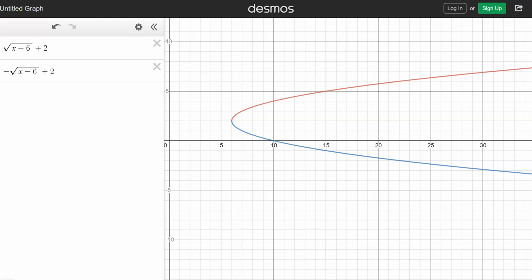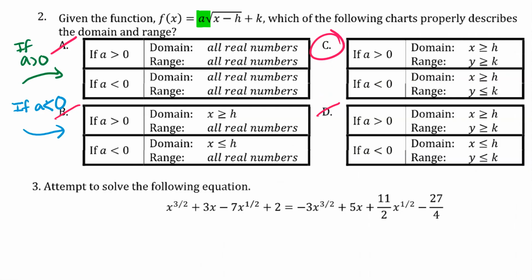We can see that the x's are going to be bigger than our h value. And then the only difference is those y's are going to be increasing on our red function, our original function with the positive a value. And the y's are going to be decreasing on the blue function that has the negative a value. So let's go back to our notes.